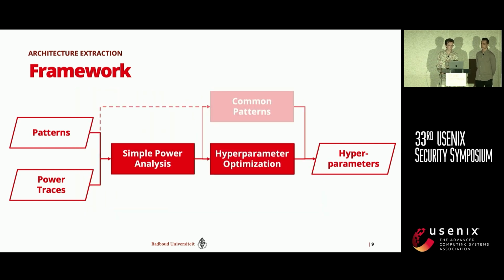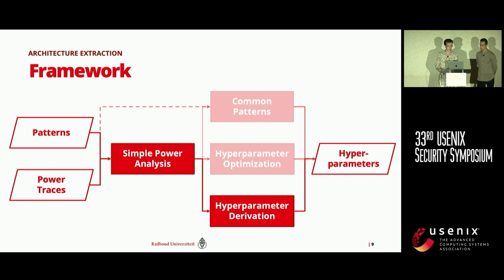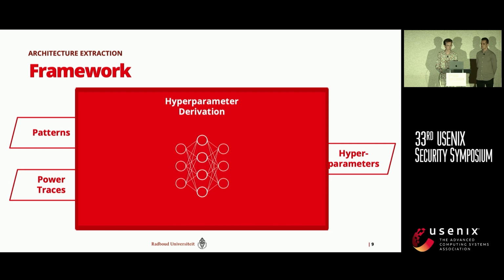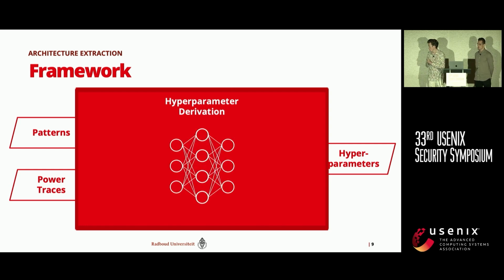All right. Then the second method to determine the architecture is hyperparameter optimization. Basically, you use simple power analysis to determine the architecture, then start with some parameters you either get from an online model or some default values and optimize that until you get a correct architecture. And then hyperparameter derivation, and one quick example is, when you look at this simple network with two layers and the first layer has 4 output channels, the second layer must have 4 input channels, otherwise the network does not match. And of course, there are more equations, and again, you can read all about it in our paper.